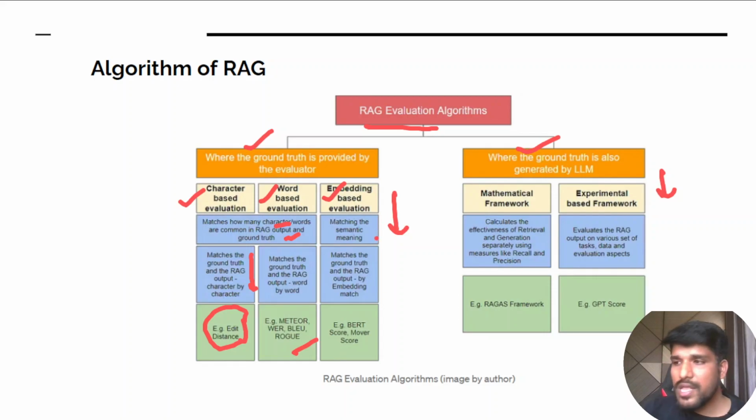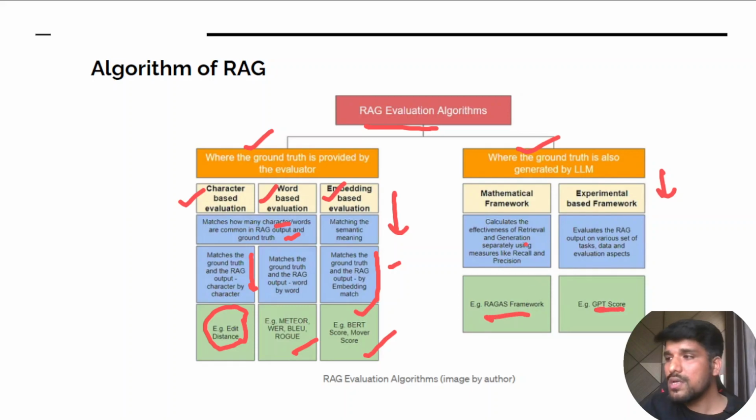When you do embedding based evaluation, it matches the ground truth and the RAG output by embedding. So semantic matching is checked in the embedding based evaluation rather than character by character or word by word, because characters or words may be different, but the semantics is the important thing required. For that we have BERTScore and MoverScore. Using these metrics you can do the RAG evaluation. The next is that there are some frameworks available, called the RAGAS framework and GPTScore.